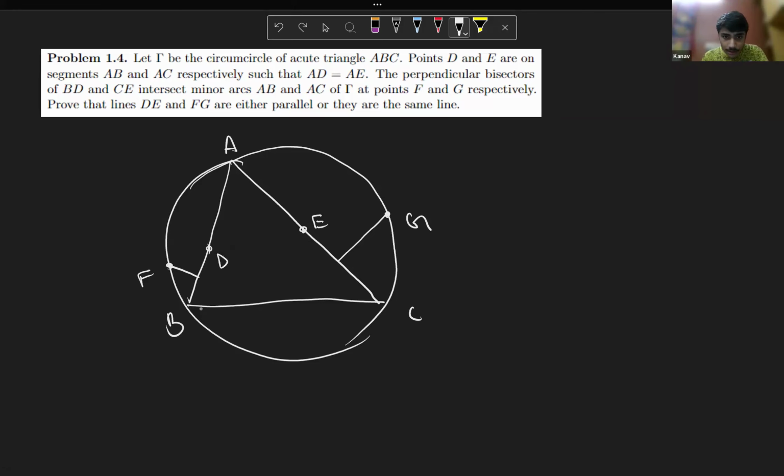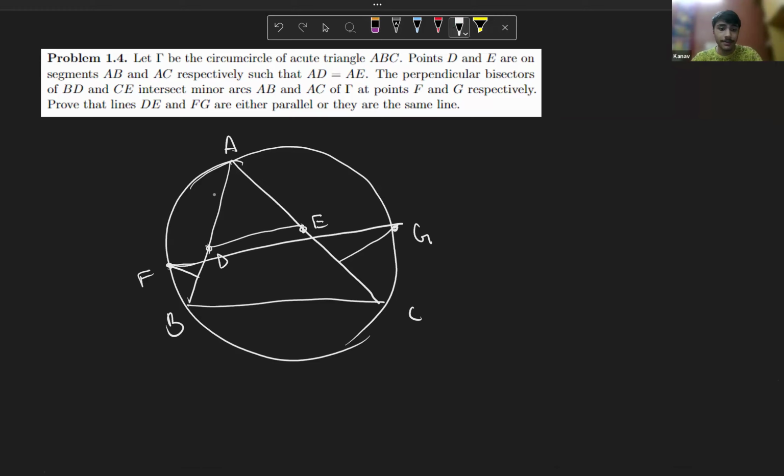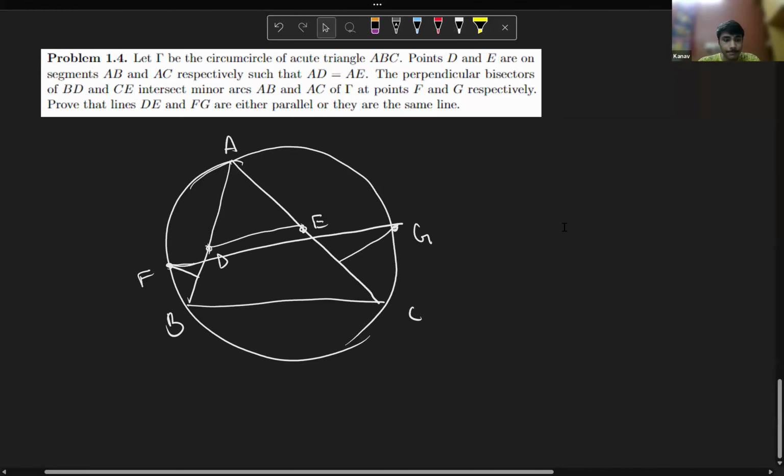Well, actually, oops. So they actually look parallel. Okay, try the problem for some time. Feel free to say any idea that you have.